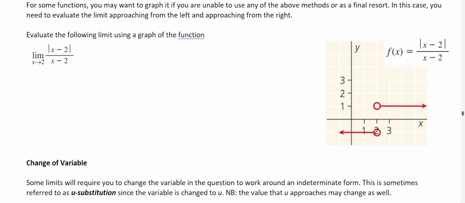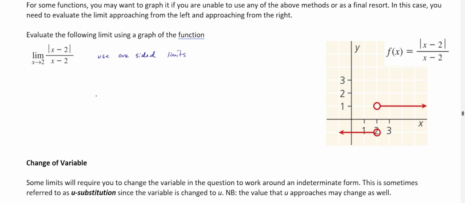For some functions, you may want to graph it if you are unable to use any of the above methods, or as a final resort. In this case, you need to evaluate the limit approaching from the left and the limit approaching from the right. So we're going to evaluate this limit using a graph of the function. So let's check to see if this limit exists. So I'm going to use my one-sided limits. So I'll write, use one-sided limits.